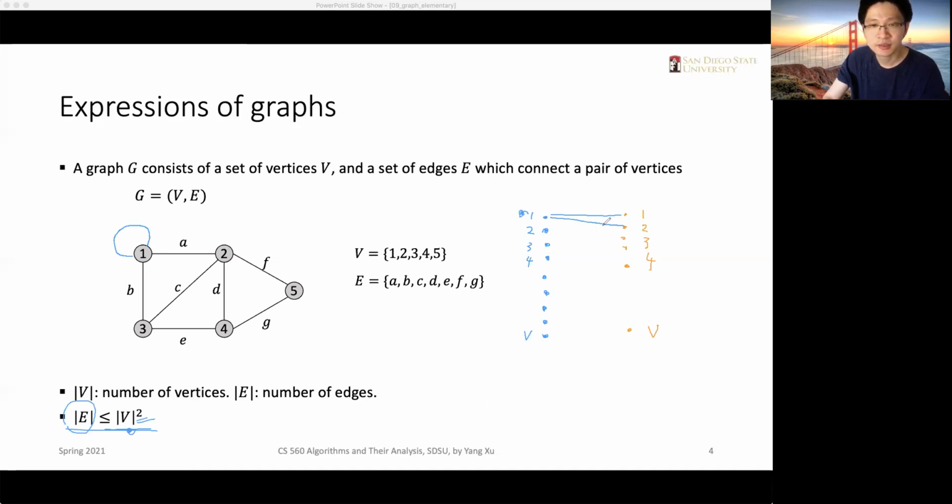Another case, looking at the two columns, is that we can start from 2 and end at 1.